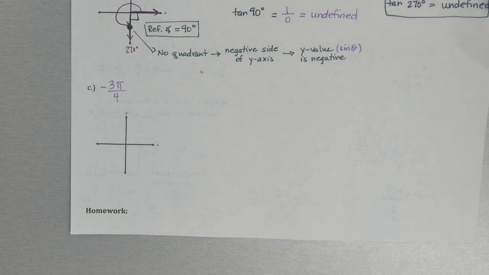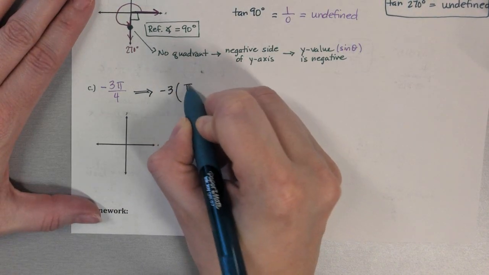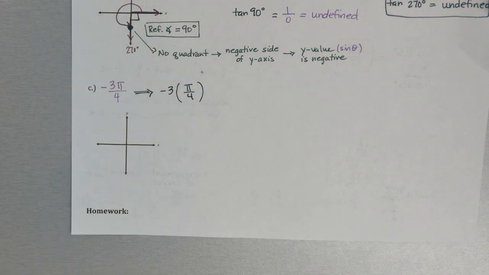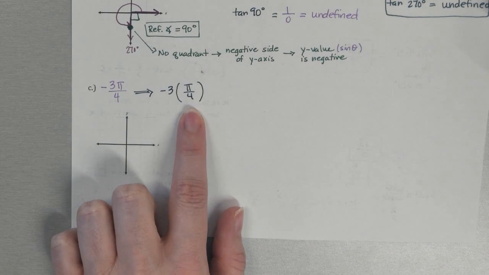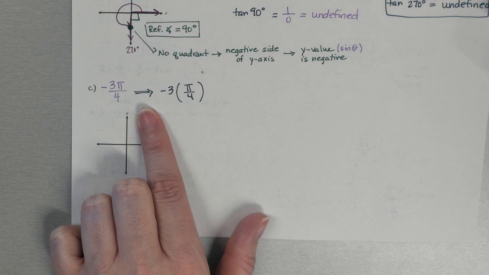Now you may be thinking, how am I going to graph negative 3 pi over 4? Okay, especially when we're new at this. It's going to take a little bit of getting used to, but I'm going to show you a little shortcut. One way you can think about this is as negative 3 times pi over 4. So what that means is I'm going to go pi over 4 three times in the negative direction.